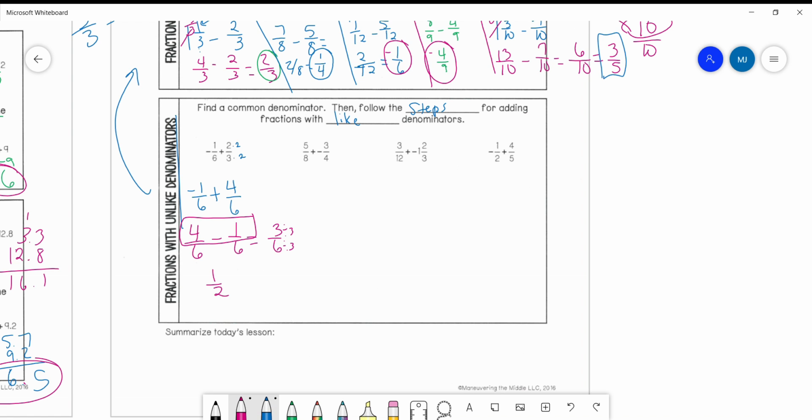Now let's look at our absolute value to see what kind of sign we're going to get. This one has a greater absolute value because the numerator is larger, and that one is positive, so our answer here is positive 1/2.